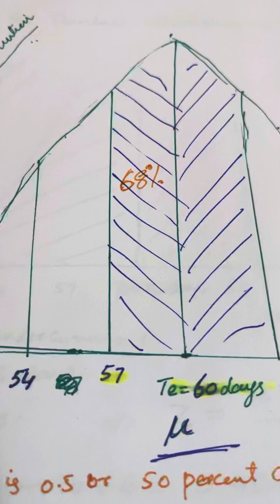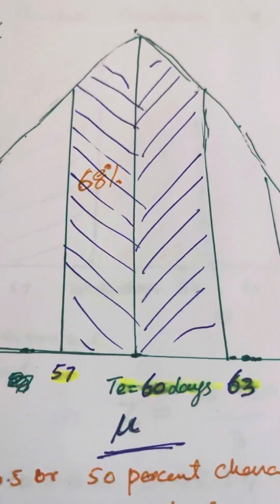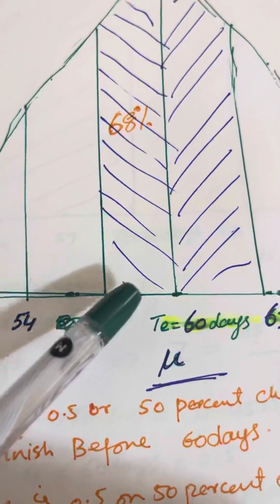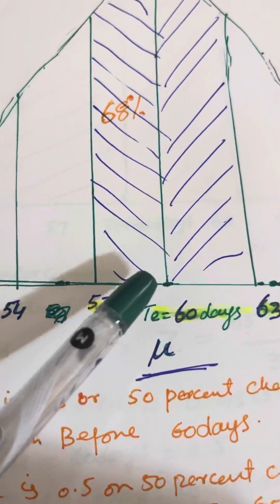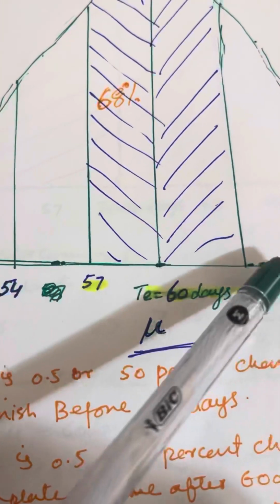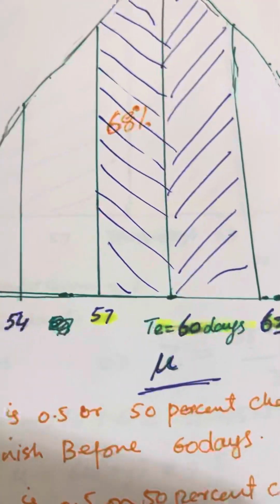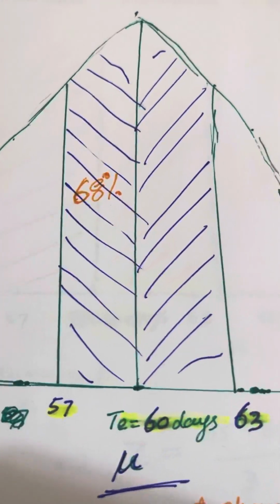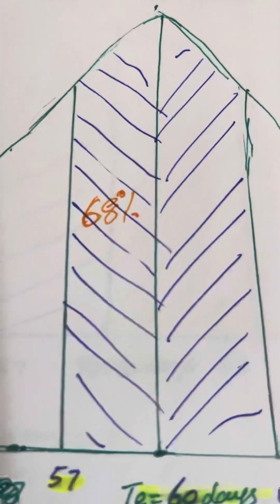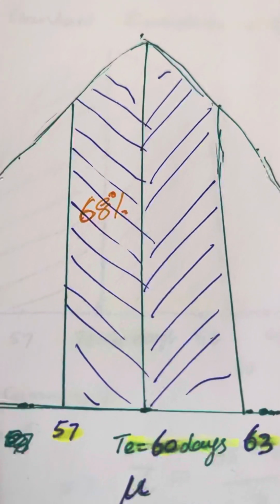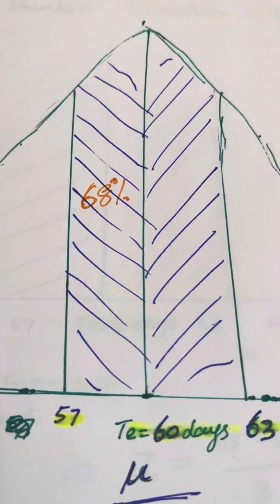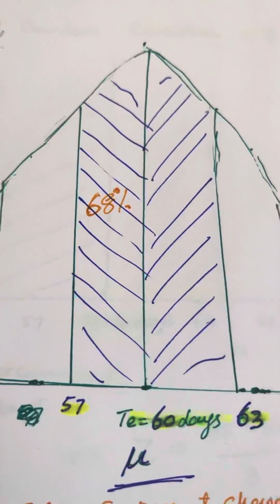So this is most of the area. 68% of the project area is between 57 days and 63 days. It means that there is a 68% chance that the project will be completed between 57 and 63 days. That's the chance and probability.